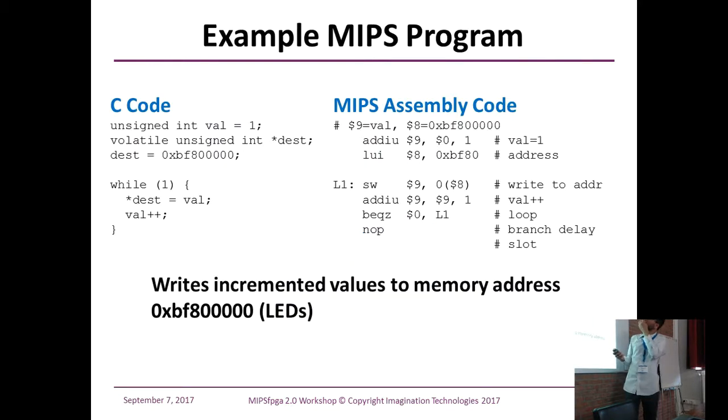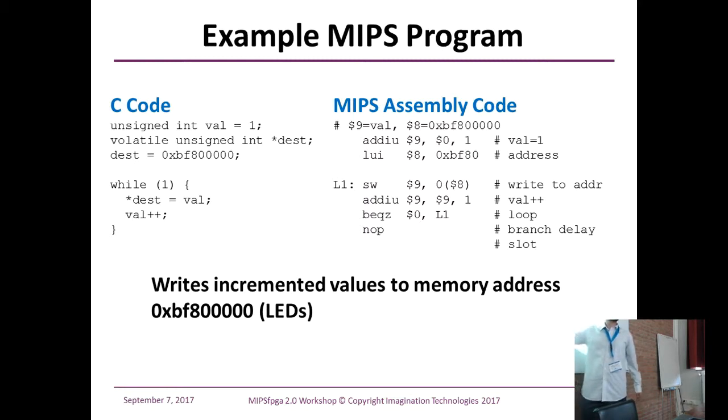So some more C code and MIPS assembly code. We'll go over this in a while. It's basically a short loop which writes in memory. These are the LEDs, and the LEDs increment. So it's a while loop. The destination is BF800000. You just write the value to the destination. The value is 1 at start. The value increments, loop again.